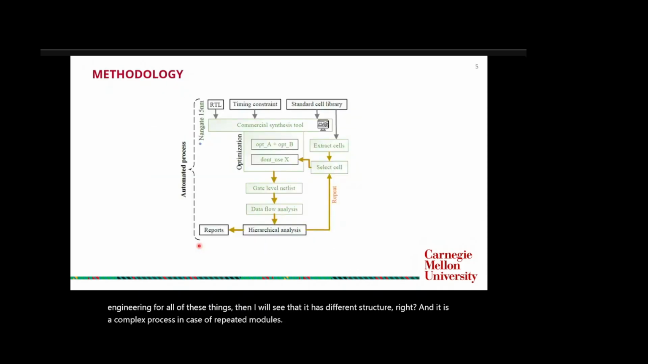What did we actually do? What was the methodology? In the flow, we have RTL, we provide timing constraints, we give a standard cell library, for example, the Liberty file. The Liberty file has power information, timing information for different corners, and so on. We have a commercial synthesis tool, one of our best friends, right? Genus from Cadence. And then we have different things we can do. We have different optimization techniques, right?